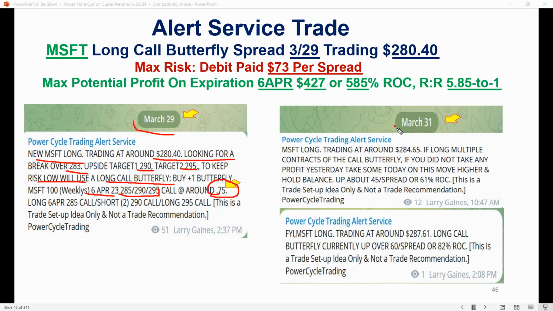Then on the 31st, it was trading up. It went from 280, and now it was trading at 284. So I sent an alert: if long multiple contracts, go ahead and take some profit, hold the balance. At that time it was up about 45. And then it ripped up to 287, so the butterfly was up over $60 per spread, or 207. So that's how we're always updating these trades. That was an example there.